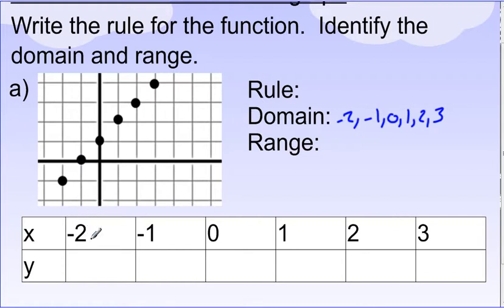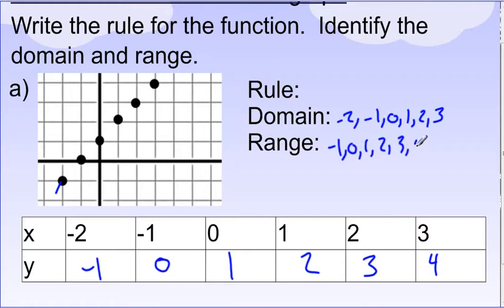So my x value of negative 2 has a y value of negative 1. It went down 1. The x value of negative 1 has a y value of 0. X value of 0, y value of 1. X value of 1, y value of 2. X value of 2, y value of 3, and 3 and 4. Range, negative 1, 0, 1, 2, 3, 4.